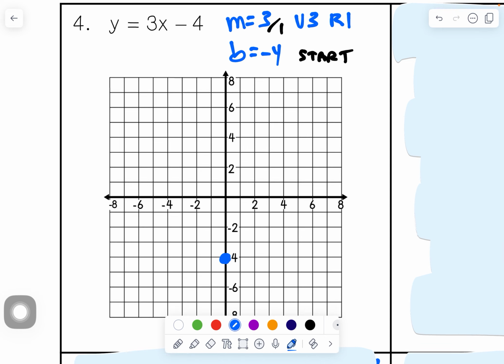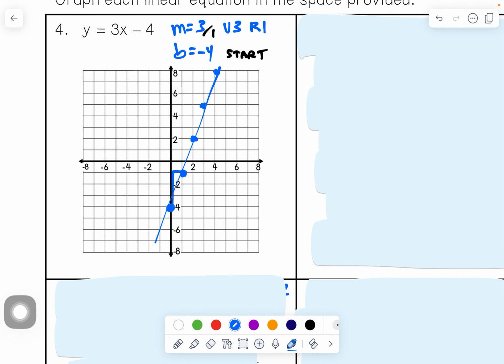And then I'm going to go up 3, right 1. Okay, how many times should I do that? As many times as I can. Up 3, right 1, up 3, right 1, up 3, right 1. All right, put my ruler down, draw my line. Okay.